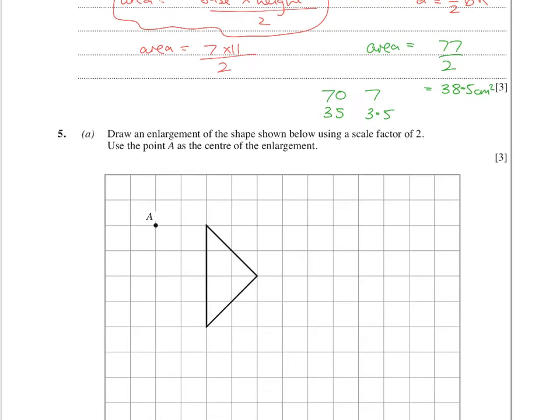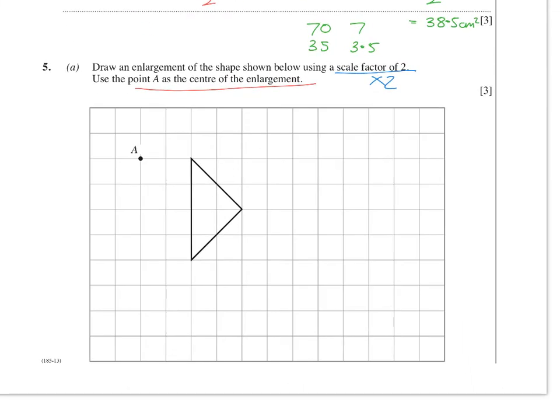Draw an enlargement of the shape below using scale factor 2. Scale factor 2 just means make everything twice as big. It also says use A as a centre of enlargement. And people draw this wrong. They look at that centre and they say, oh, make that twice as big from the centre. So it's going to look something like this. Wrong. That's not how you do it.